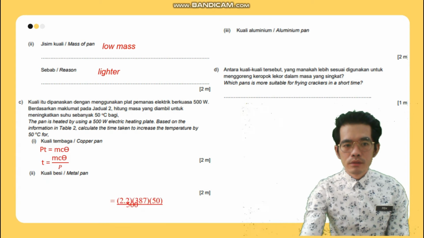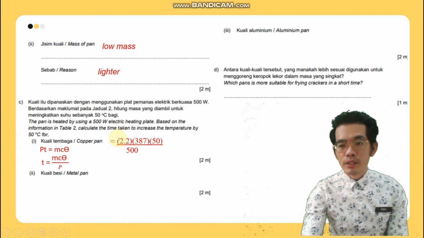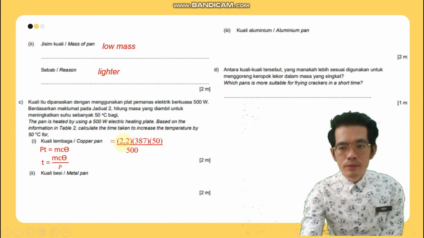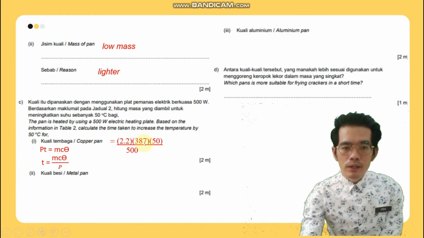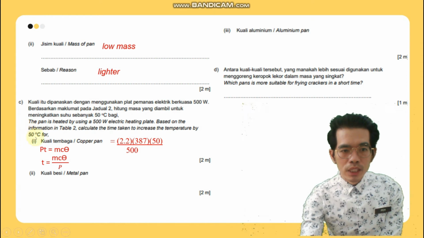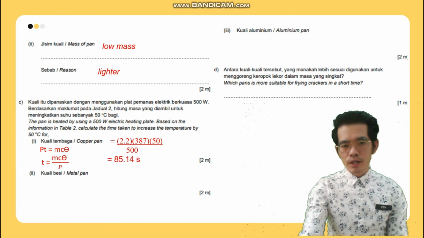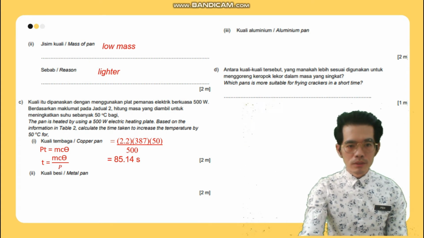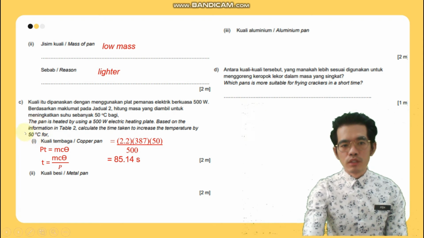Okay, so we get the value from the figure for table 2, which is the copper with mass of 2.2 and the specific capacity is 387. Okay, and the temperature change is referring to this question, which is 50, and the power given is 500. So press with calculator, you will get the value is 85.14 seconds. Okay, so that means this is the time taken to let the copper pan achieve 50 degrees Celsius.